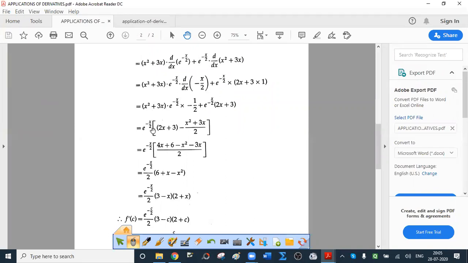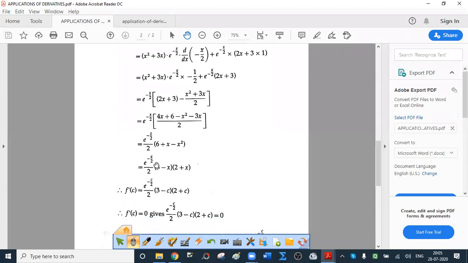Take e raised to minus x by 2 common. So in bracket, you get what? 2x plus 3 minus x square plus 3x upon 2. If you find LCM and then simplify, you get f dash of x equal to what? E raised to minus x upon 2 into, what are the factors of 6 plus x minus x square? They are 3 minus x into 2 plus x.